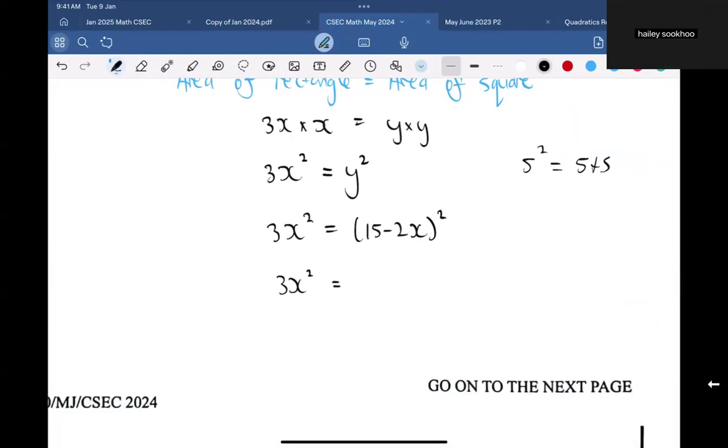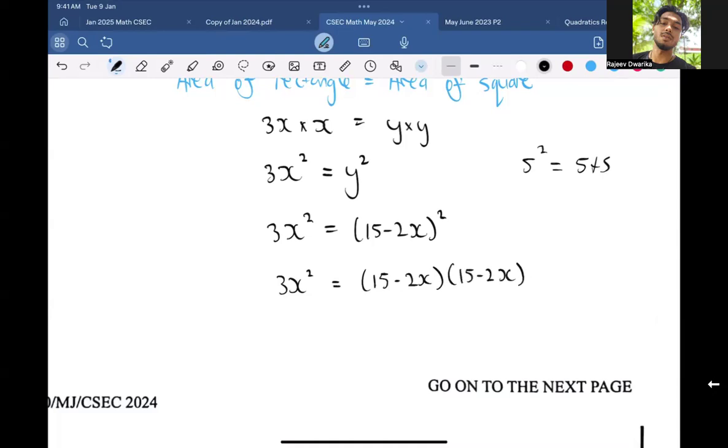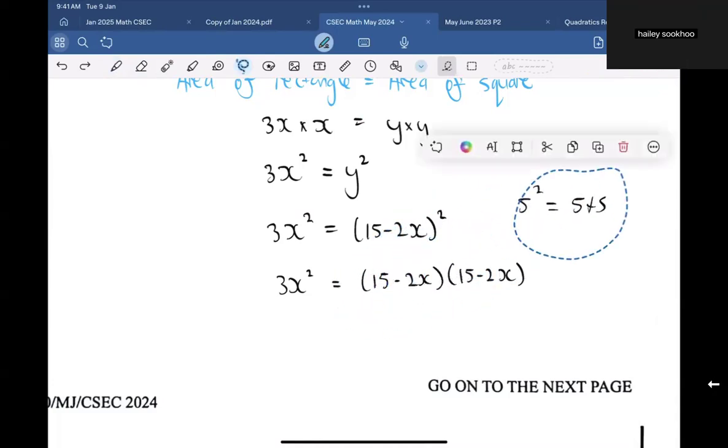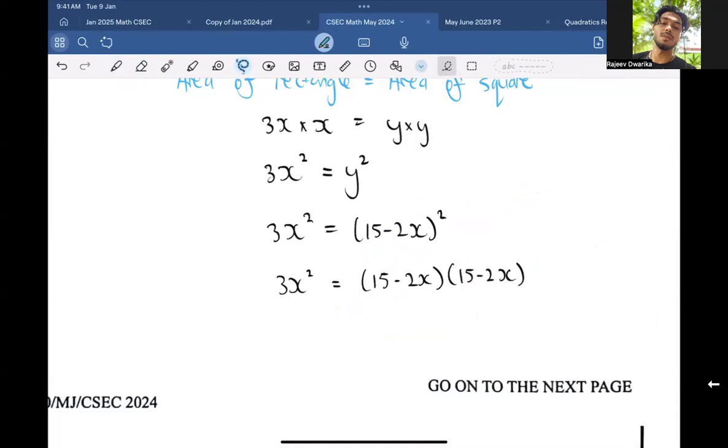15 minus 2x squared by 15 minus 2x squared. No, 15 minus 2x by 15 minus 2x. Yeah, the squared means you're multiplying this by itself. You can see it, right? Like 5 squared, 5 by 5. And did we learn anything as to how to expand that? So let's expand. Everything we learned today is being utilized.